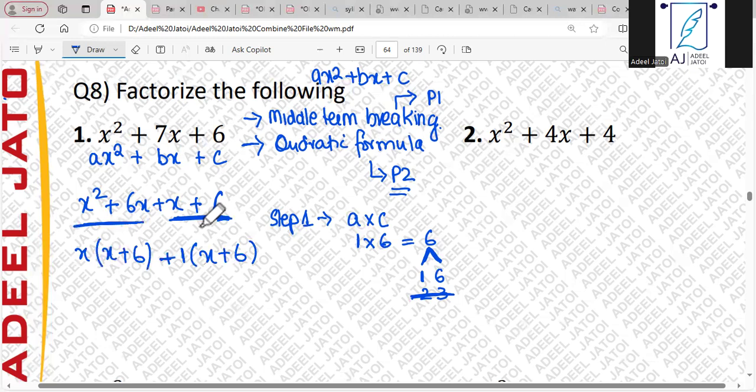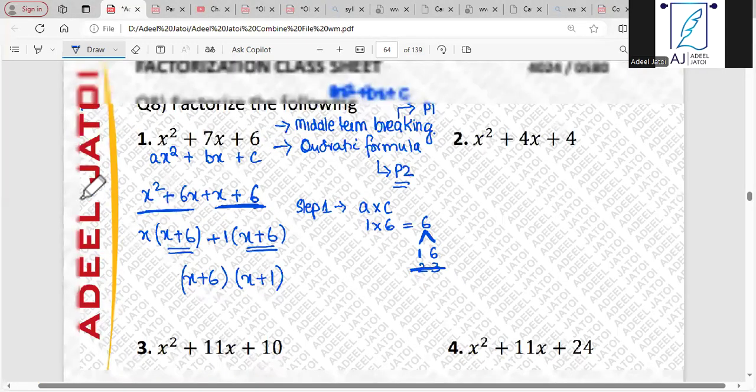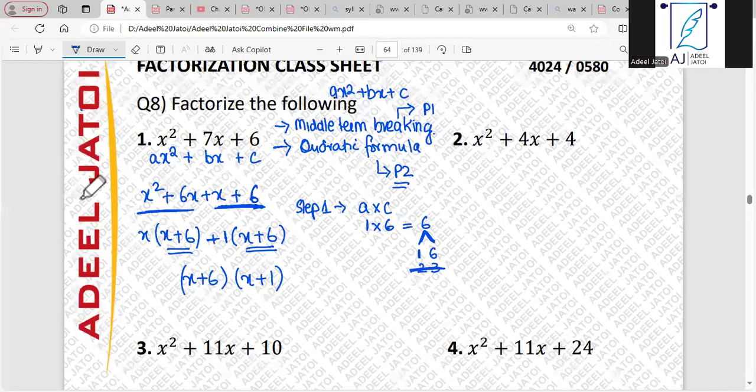Since x plus 6 does not have any common number, we took 1 as the common number to have the same bracket. When you see that two brackets are the same, write it down once, and the other bracket will be made from x and 1. So this will be x plus 1. In this way, you use the middle term technique to find the two factors from a quadratic equation. Let me know in the chat if you have any issues.